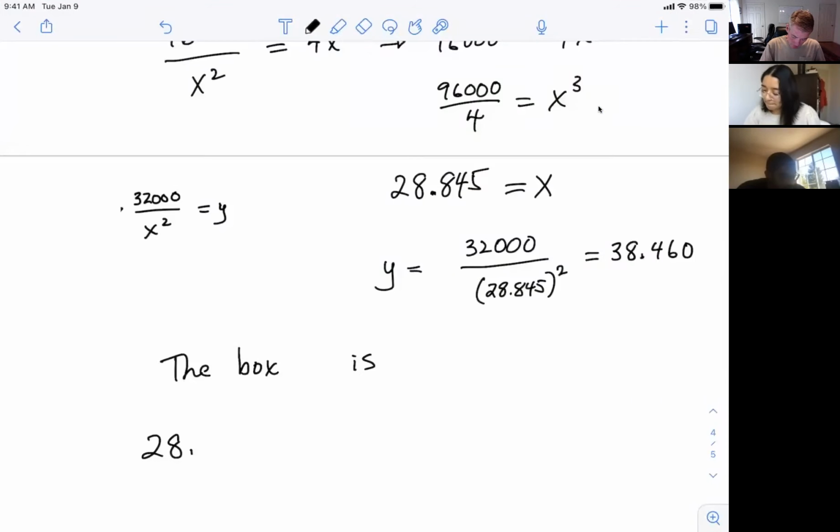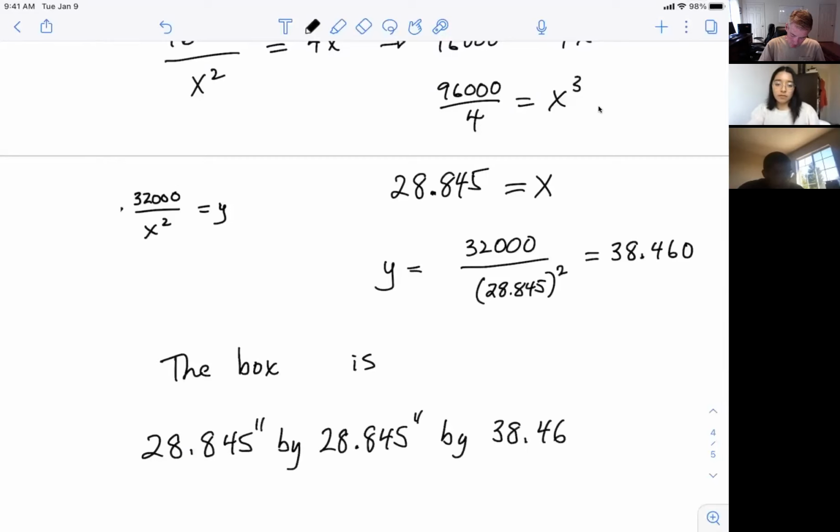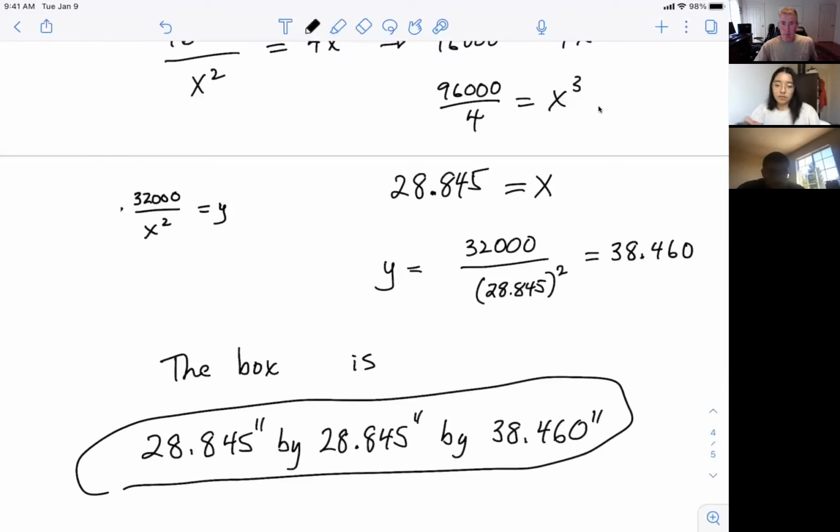So finally, the box is 28.845 inches by 28.845 inches by 38.460 inches. And there's the dimensions of the box.